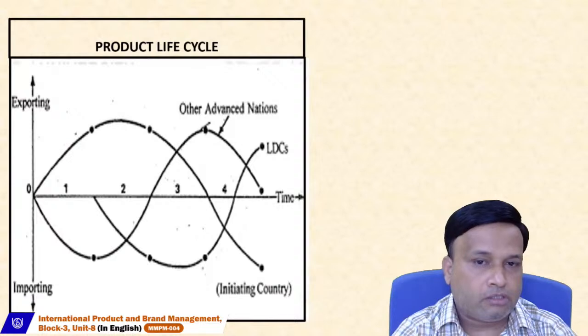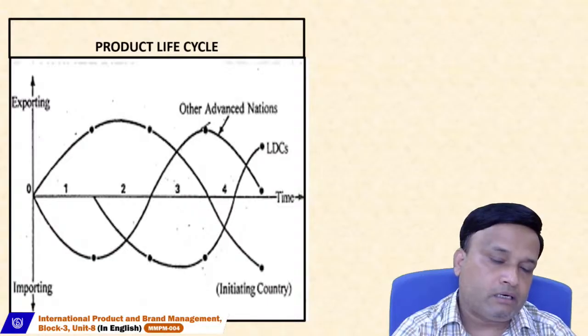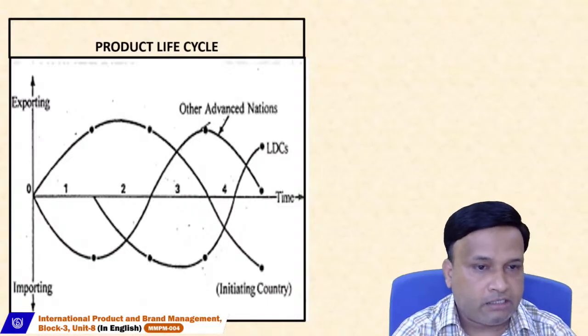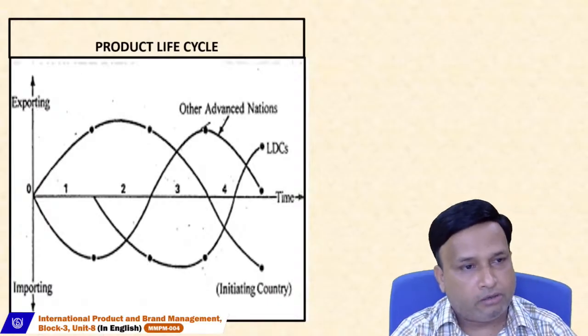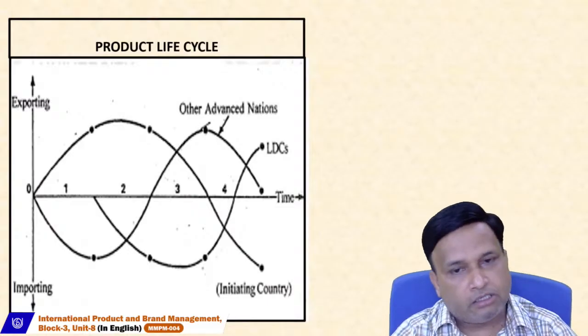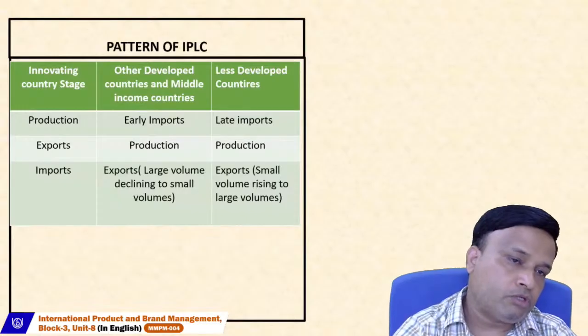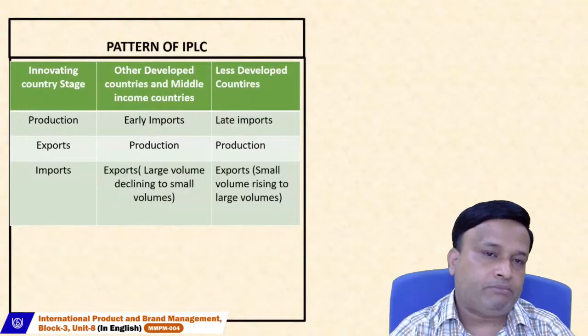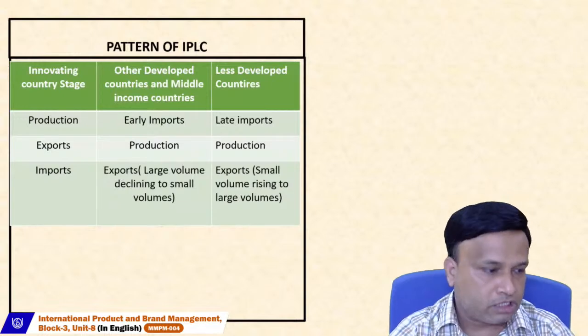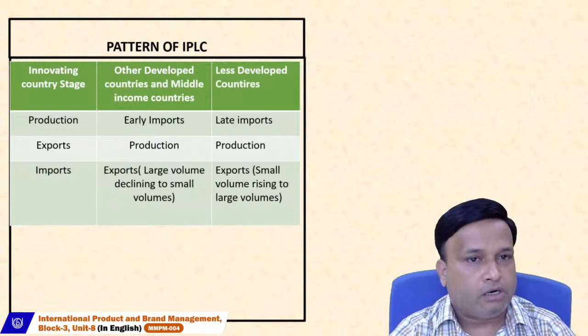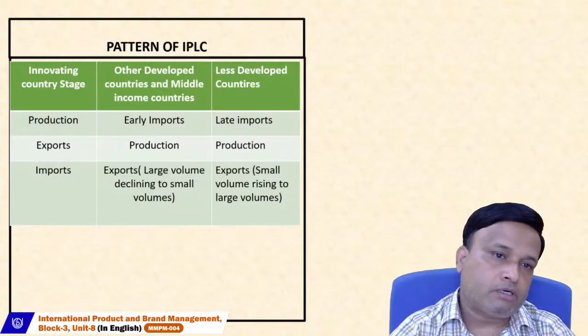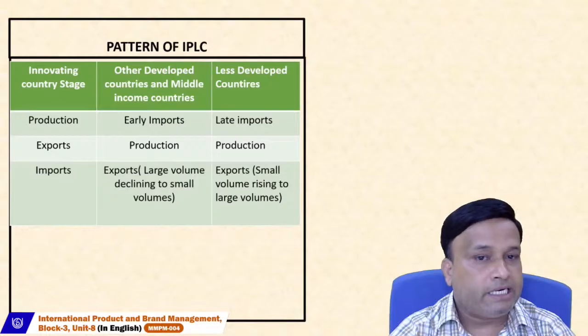But later on, the LDCs, least developed countries, become the exporters of the product. Once the product reaches the mature stage, the advanced nations or developed countries become the importers of the product. So that is how we talk about the different stages of the pattern of the IPLC, the international product life cycle. At the innovating country stage, other developed countries and middle income countries become the early importers. The less developed countries are late importers.